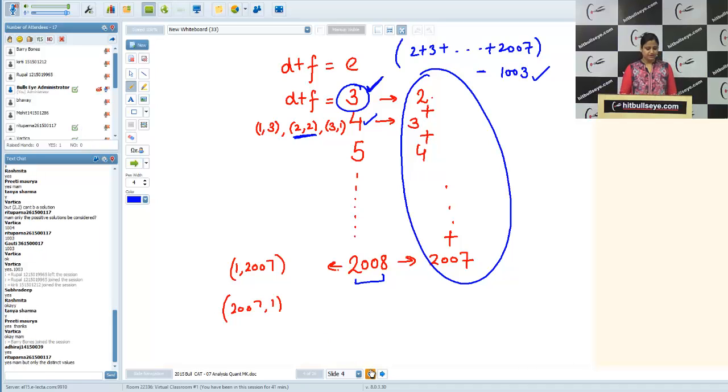Yes, Ritu, it is given that they have distinct values. That's why we are subtracting 1003. We have subtracted all those cases where D and F are same. Because if you go case by case, it will be cumbersome. You will not get any series here. Okay, I'm moving further.